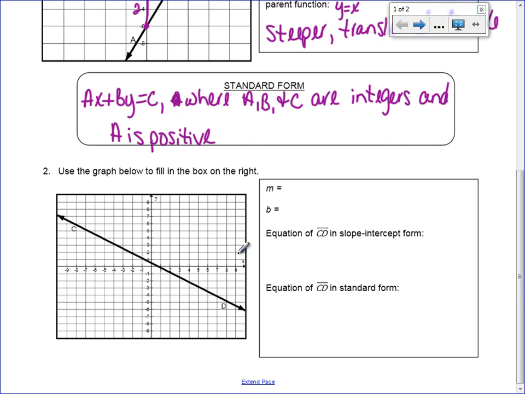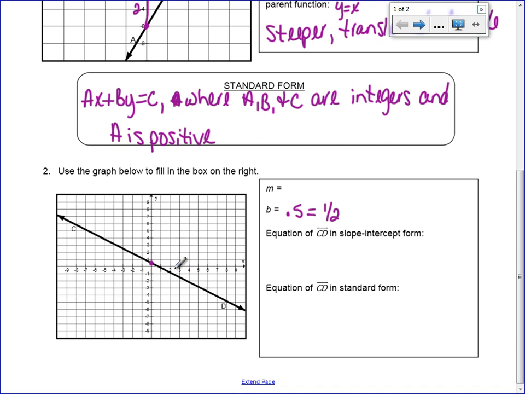So for number 2, we've got a graph. We're going to write the equation both in slope-intercept form and then in standard form, because it's easiest to start in slope-intercept form and then rearrange so that it is standard form. So the y-intercept for this graph looks like it's right here in between 0 and 1, which I would call 1/2, or 0.5, you can use either one.